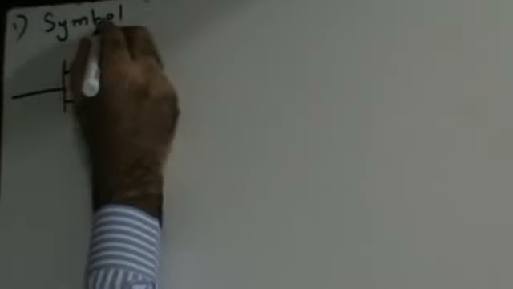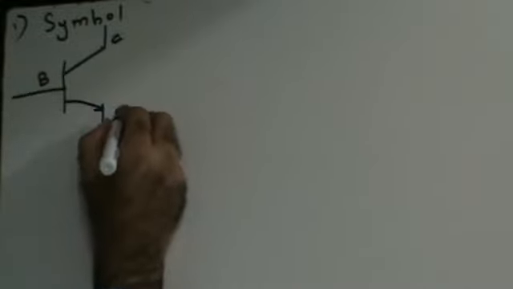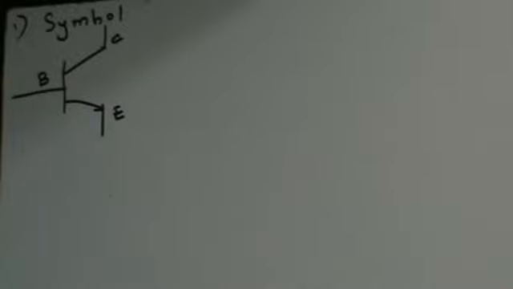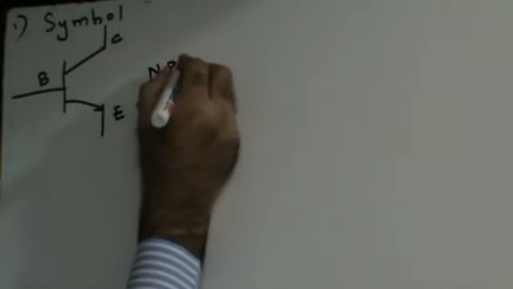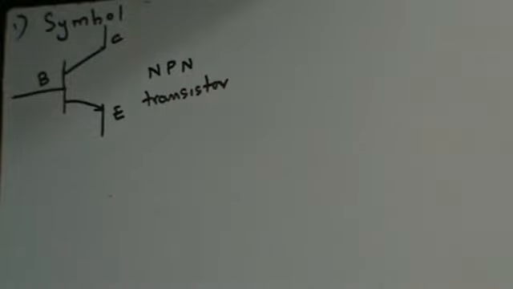For an NPN transistor, this is the base, this is the collector, and this is the emitter. So this is going to be my symbol for an NPN transistor. This is your symbol for NPN transistor, right?